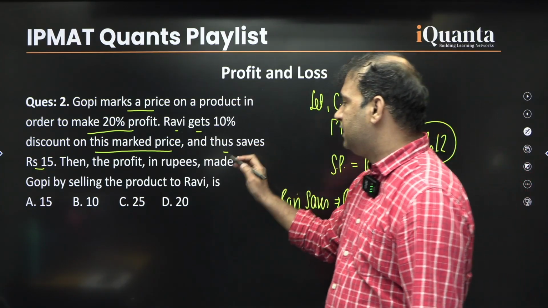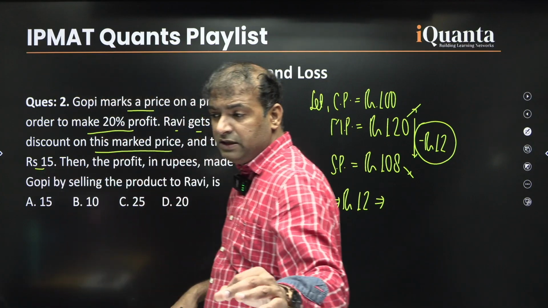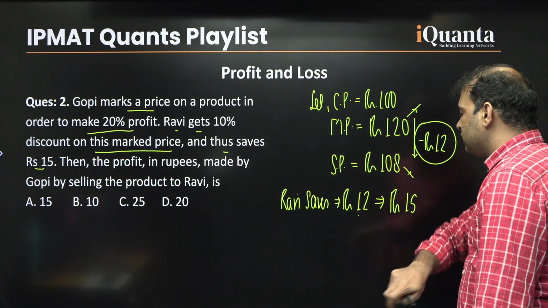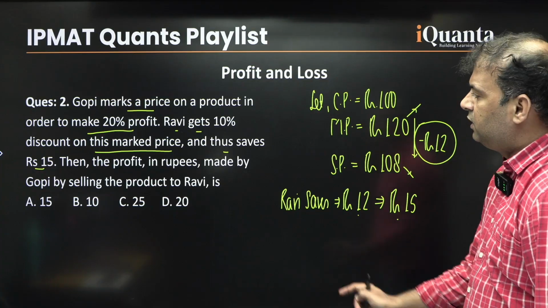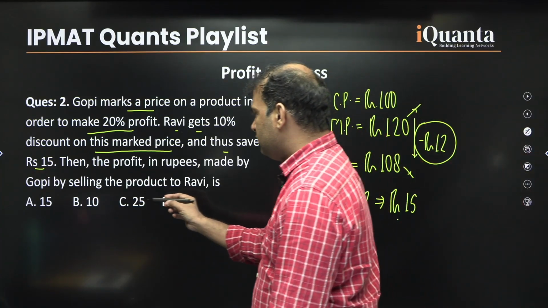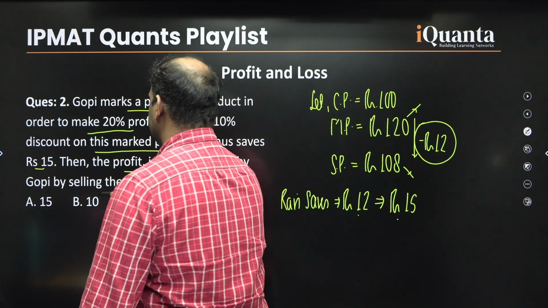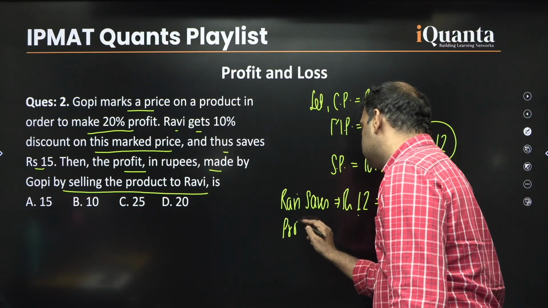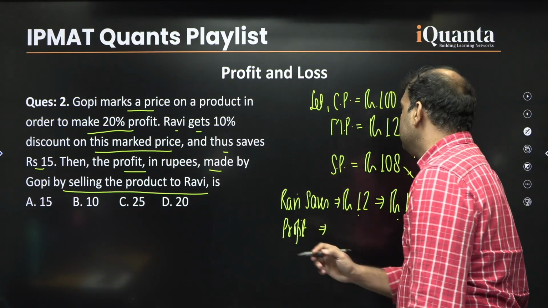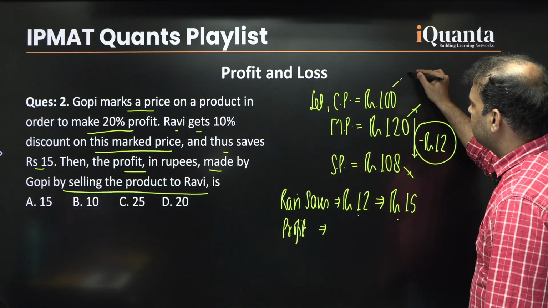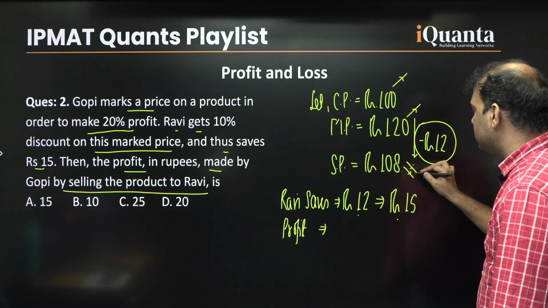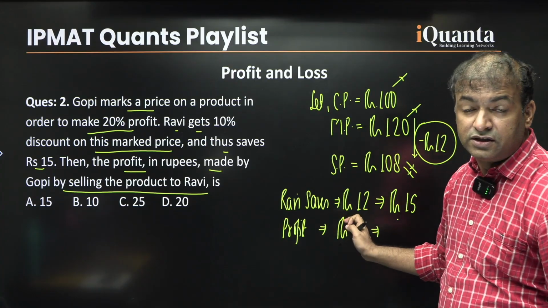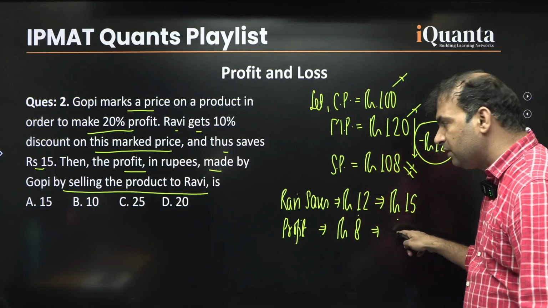But in the real, they are saying that Ravi is saving rupees 15. That means 12 of the assumption is 15 of the real. Okay guys, 12 of the assumption is 15 of the real. That's it. Now coming to the final question, they're asking the amount of the profit made by Gopi in selling the product. So what is the profit Gopi is making in the assumption part? The cost price for Gopi is 100 and the final selling price is 108. That means Gopi is making a profit of rupees 8. This is again the assumed value. We have to find the real profit for Gopi.